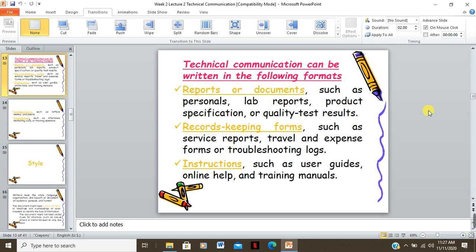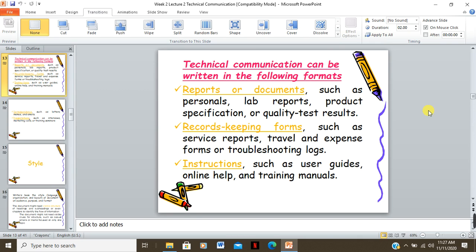Record keeping, like service reports, travel and expense forms, or troubleshooting. These are highly technical things, and they are part of the files in some offices with the clerical staff. But I don't think that you, being engineers, will be into that kind of record keeping. That will be in the files or things like that.